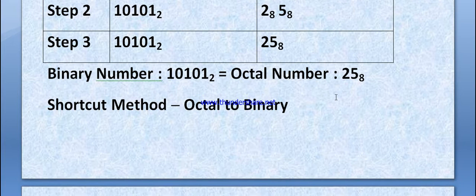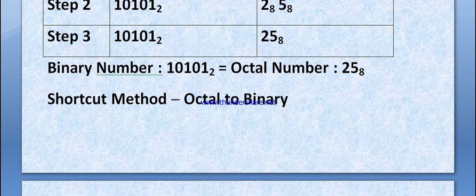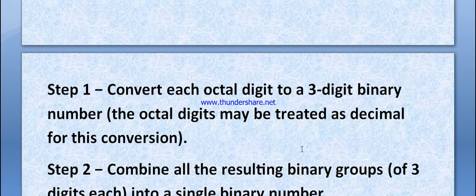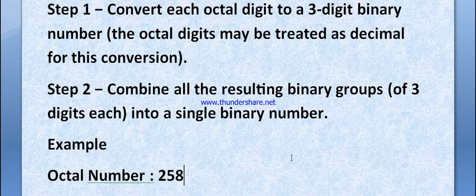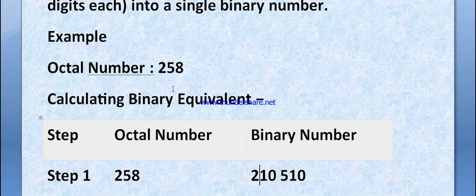So now binary conversion. Now the shortcut method, octal to binary, we will see now. Convert each octal digit to a 3-digit binary number. The octal digit may be treated as a decimal for the conversion. Combine all the resulting binary groups of 3 digits each into a single number. This is the octal number 25 base 8. Now we calculate 25 base 8 and convert it to a binary number.